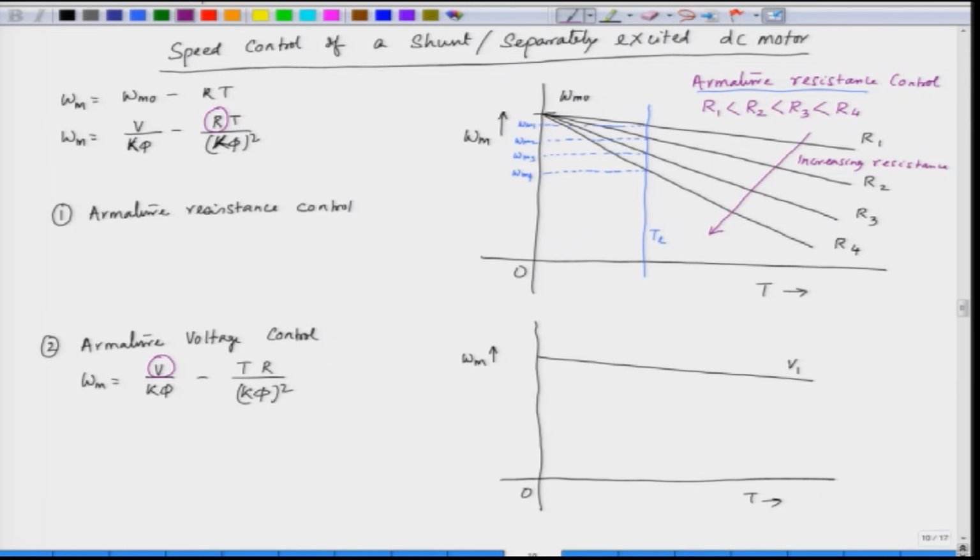When we are changing V, the no load speed is changing, but the slope is not changed. This quantity is almost constant. The slope is constant, but the no load speed is changing. So, we have a family of curves which we can plot like this: V 1, V 2, V 3, V 4. We are varying the voltage. So, this is armature voltage control.